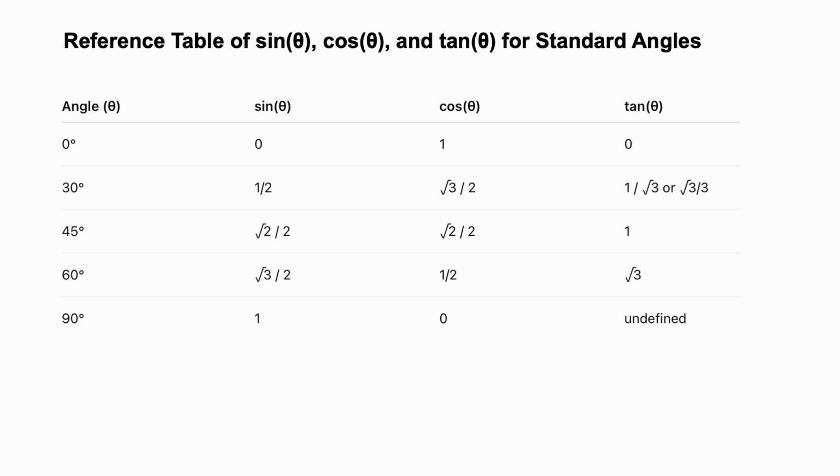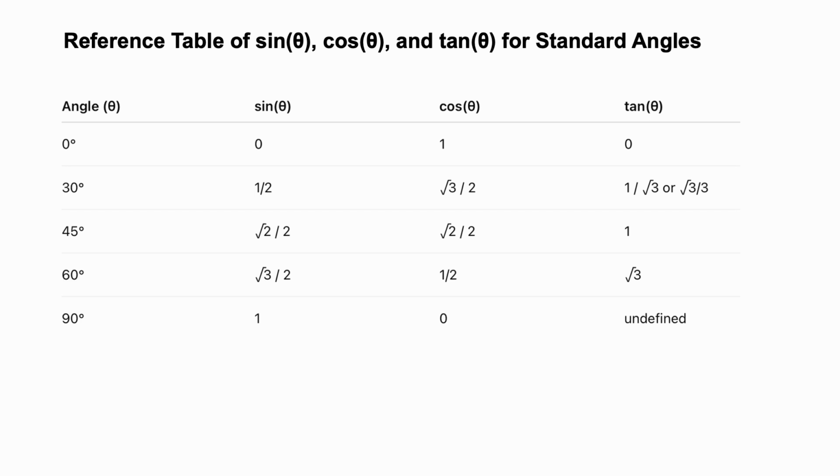This is a must-know reference table for standard angles for the ACT exam. For each of these angles, 0, 30, 45, 60 and 90, you should be able to recall the exact values of sine, cosine and tangent without a calculator. So, you should memorize this by heart.